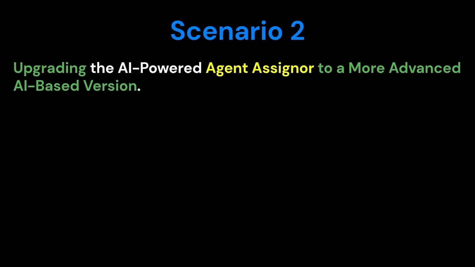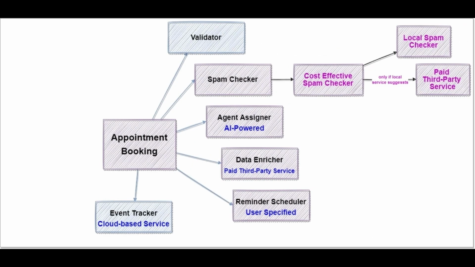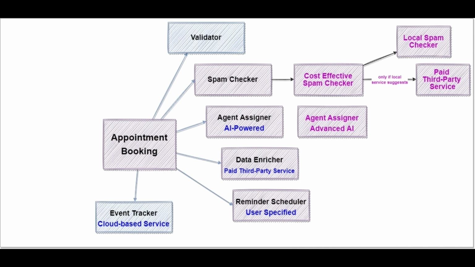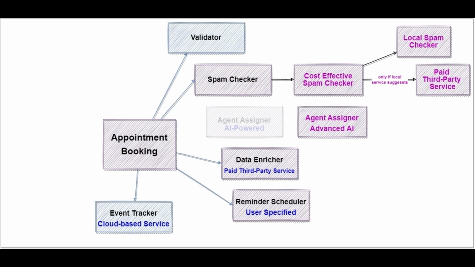Scenario 2. We want to replace the AI-powered agent assigner with a more advanced AI-based version of it. How will we do this? We will write the new implementation, remove the existing connection, and make a new connection.